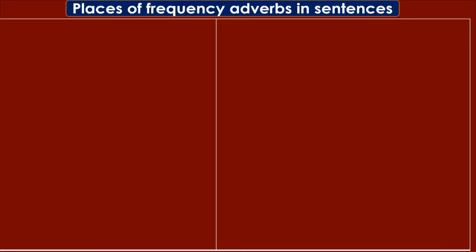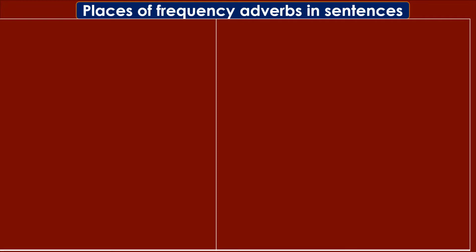Okay, let's have a look at places of frequency adverbs in sentences. Frequency adverbs go after verb to be, and by verb to be I mean am, is, and are. Okay, they go after am, is, and are. Let's have a look at some examples.